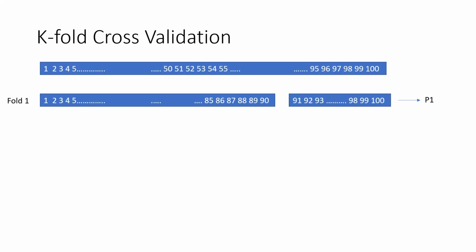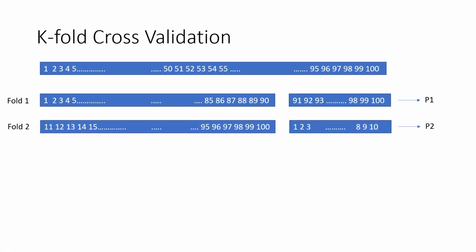So you have 1 to 90 in the training, and these numbers are the object numbers. And then from 91 to 100 are your tests. So this is one split. And then P is some performance metric that you compute from it. It could be an accuracy, it could be whatever.